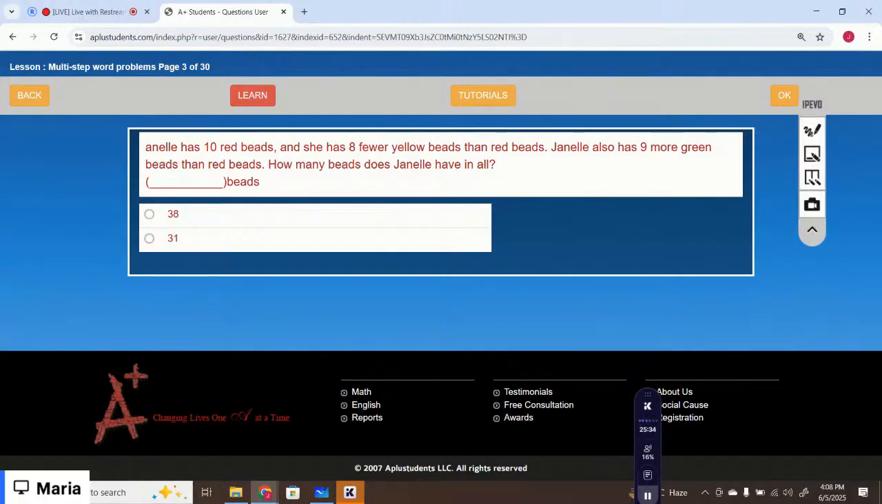Anil has 10 red beads and she has 8 fewer yellow beads than red beads. Janelle also has 9 more green beads than red beads. How many beads does Janelle have in all?